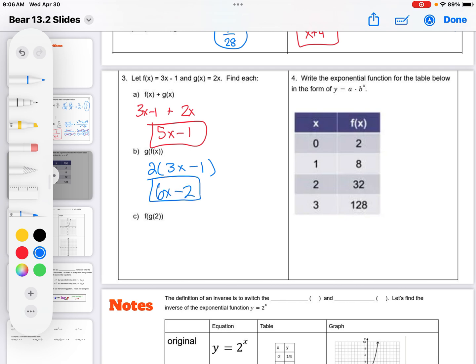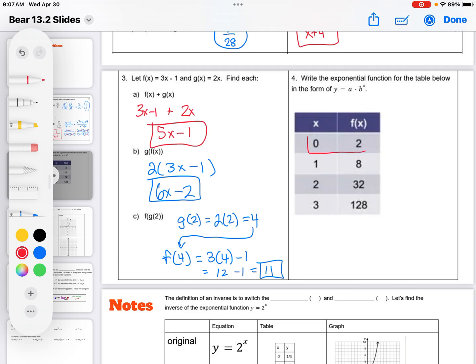For the next one, we figure out g of 2 first. So we use our g of x function, plug in 2, and we get 4. Then we use that 4 to evaluate in the f function, which is 3 times 4 minus 1, which gives you 11.